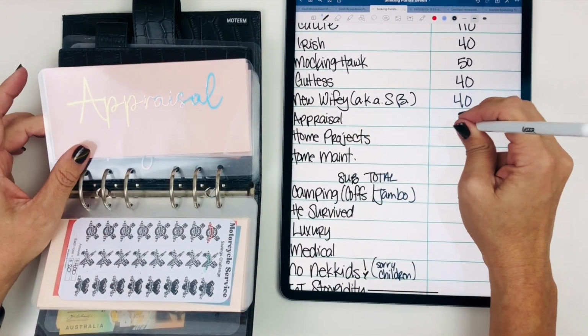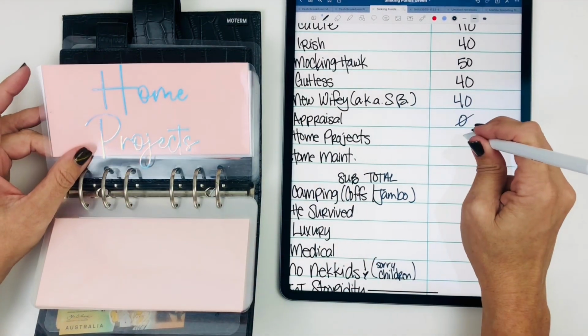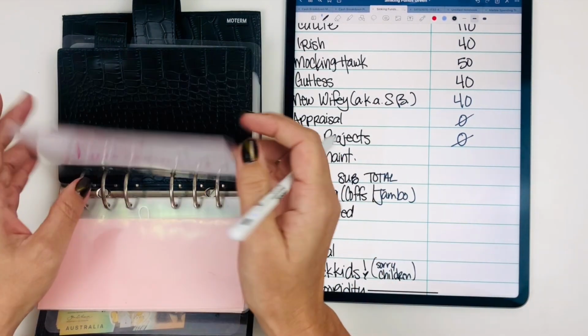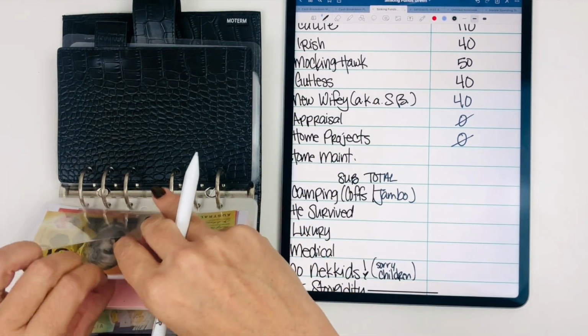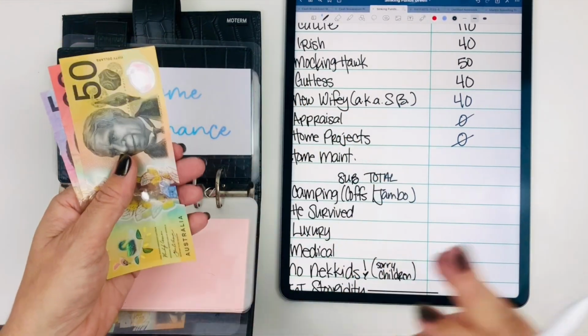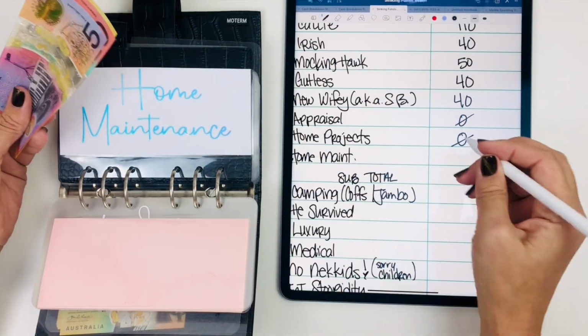The appraisal has nothing. Home projects also has nothing, but we have finally decided what our next home project is going to be. Just need to get some other things taken care of first, and then home maintenance has $50, $75 in it.